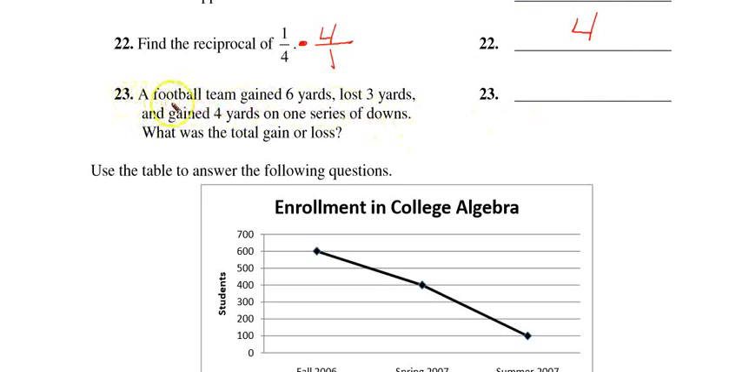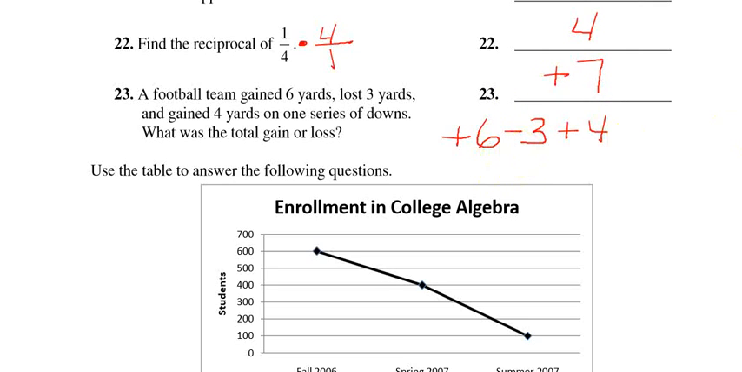Number 23, a football team gained 6 yards. So that's a plus 6. Lost 3 yards. And gained 4 yards. What was the total gain or loss? Well, we have 10 minus 3. It's a gain of 7. You could put it as plus 7 or a gain of 7.